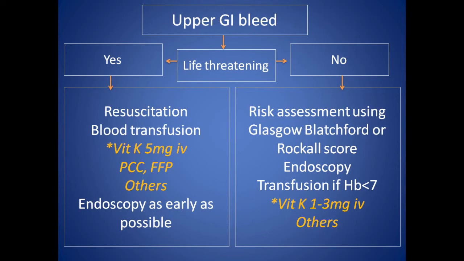And you also need to go for endoscopy as early as possible. If the patient doesn't have any life-threatening hemorrhage, in that case you can use the risk assessment scores to decide whether this patient is at high risk or low risk, plan for endoscopy, give blood transfusion if the hemoglobin is less than 7, and give vitamin K according to the INR levels.